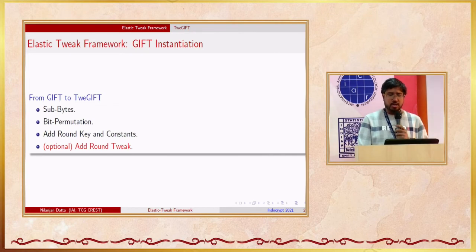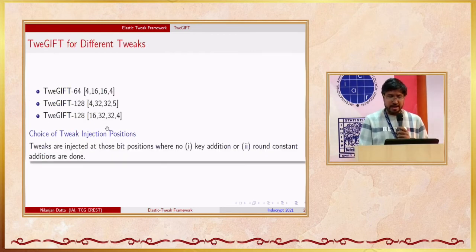Similarly, you can use it for GIFT. Again, you have the same operations of GIFT, but you have an optional add round tweak. And here are some variants of GIFT that we propose. So this first one is defined on 64-bit, and this takes 4-bit tweaks, expanded to 16. Then it affects basically 16 S-boxes, and you inject the tweak after 4 rounds. Similarly, you define this for GIFT-128 with tweak size 4 and 16.